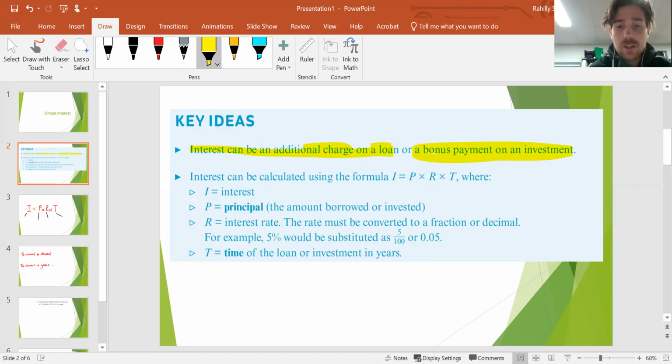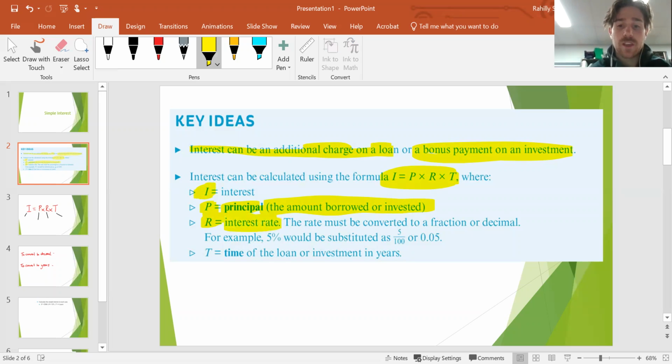So interest can be calculated using the formula I equals P times R times T, where I is the interest, which is what we're finding out. Principal is the amount that we've borrowed or we've invested. The interest rate is R, so that's how much as a percentage you make per annum.